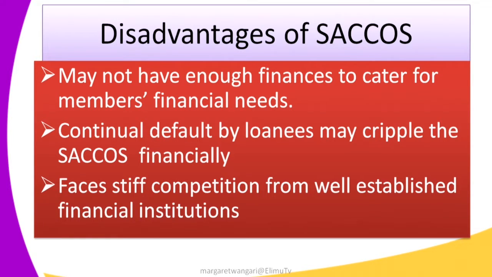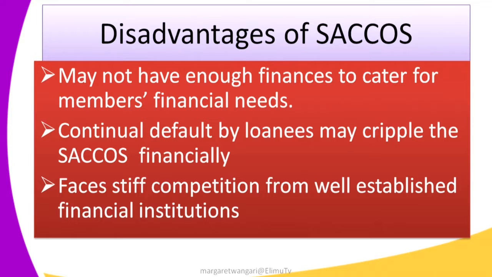The other disadvantage is continual default by borrowers, which may at the end of the day cripple or bring down the SACCOs financially. We find that people do take loans, but they don't honor their promises of repaying the loans. So that may bring down the SACCOs financially. It may become bankrupt at the end of the day.